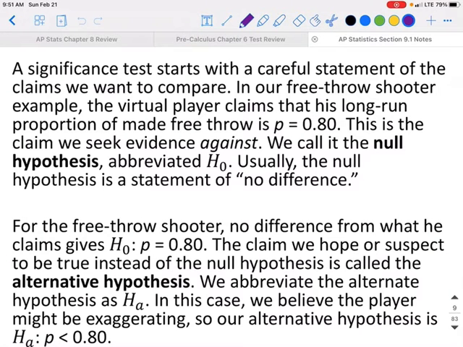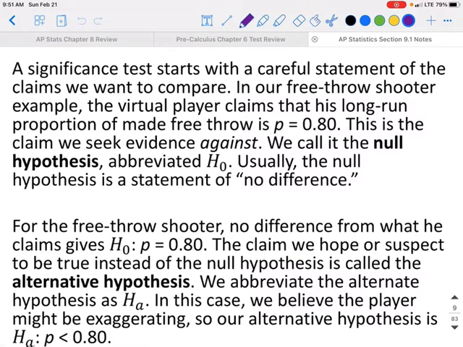A significance test starts with a careful statement of the claims we want to compare. In our free throw shooter example, the virtual player claims that his long-run proportion of made free throws is 80%. This is the claim that we seek evidence against, and we call this our null hypothesis. And we write our null hypothesis as H sub 0, because null is the same thing as none.